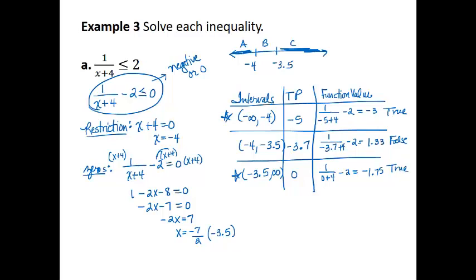Yes, that is true. Now, can we include our endpoints? Well, negative 4 is a restriction. It can never ever be included, so we always have to put a parenthesis on that. Negative 3.5 is a zero. We are permitted to include where it's equal to 0, and so we can put a bracket on the negative 3.5. So our solution set would be negative infinity to negative 4, union bracket, negative 3.5, or if you want to be precise, negative 7 halves to infinity.